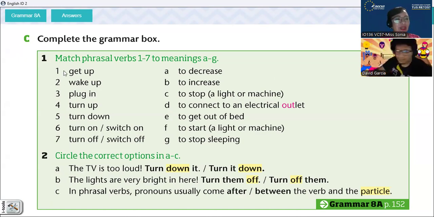Okay, guys. So in that case, talking about the phrasal verbs we have in these conversations, can you match the phrasal verbs we have here from 1 to 7 to the letters A to G? So get up. What will be the meaning of get up? Get up when wake up on the bed.